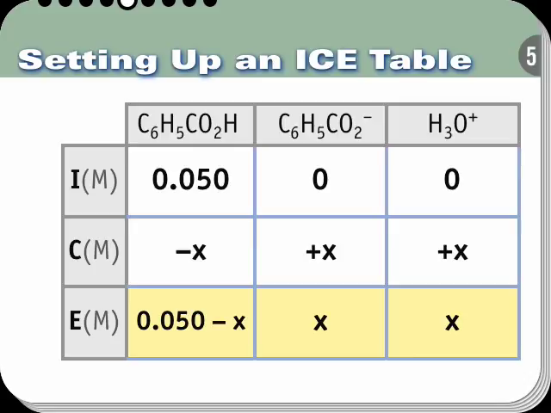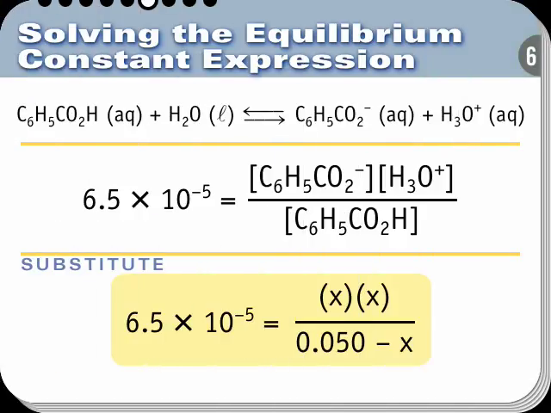Finally, we need to know the concentrations of each species in solution at equilibrium. The acid concentration at equilibrium is the original concentration, 0.050, minus what has disappeared, X. The concentrations of hydronium ion and benzoate ion are both X moles per liter. Now that the equilibrium concentrations are known, we can substitute them into the ionization constant expression. Here, the concentrations at equilibrium of the benzoate ion and hydronium ion are both X. The concentration of the acid, benzoic acid, is 0.050 molar minus X.